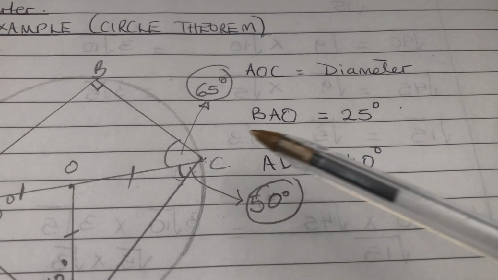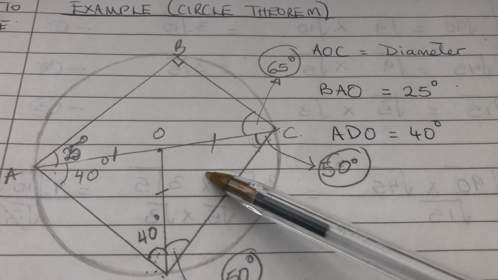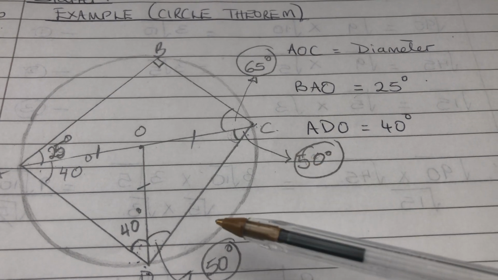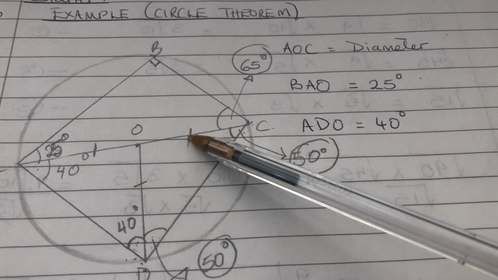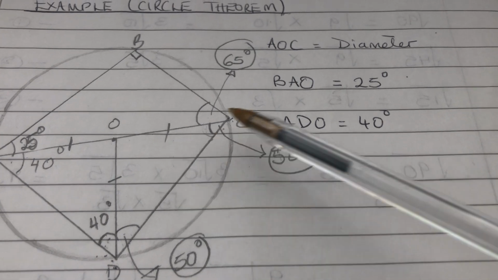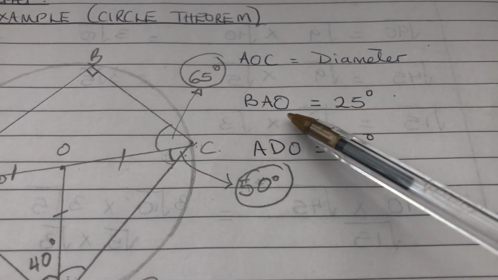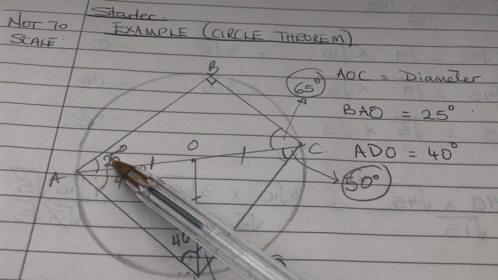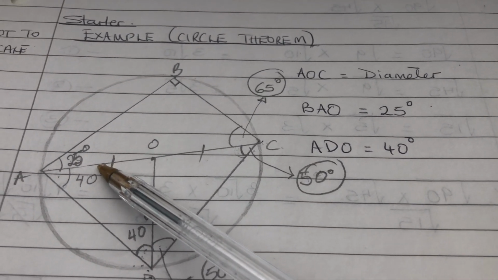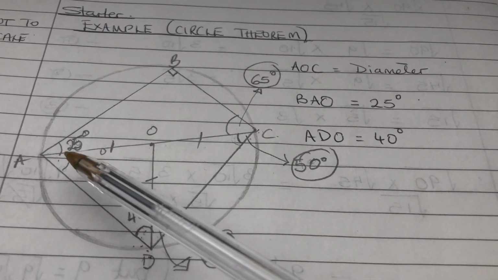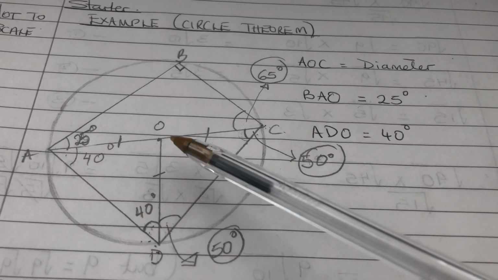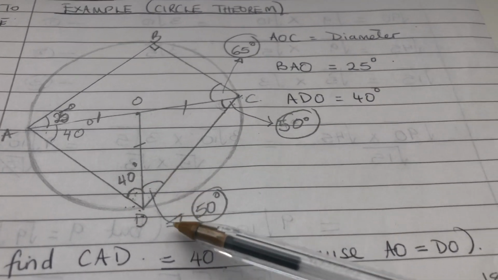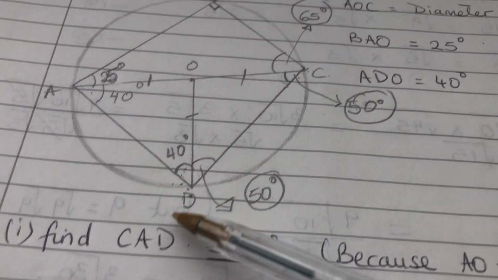Now, this is what I can deduce from what I can see, the ones I've circled. I was told BAO is 25, so I was given that. I was also told ADO is 40. Now we are supposed to find CAD.